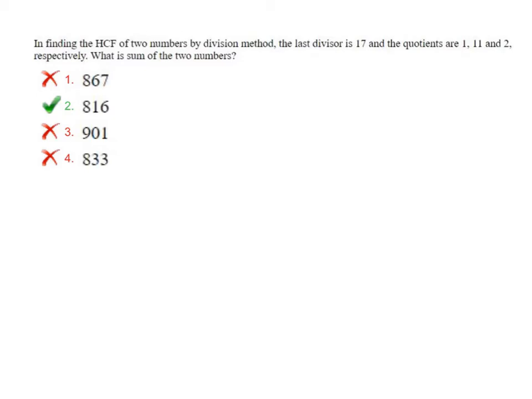In finding the HCF of two numbers by division method, the last divisor is 17 and the quotients are 1, 11, 2 respectively. What is the sum of two numbers? First of all, the division method, or else you call it the long division method. Try to understand what is long division method.